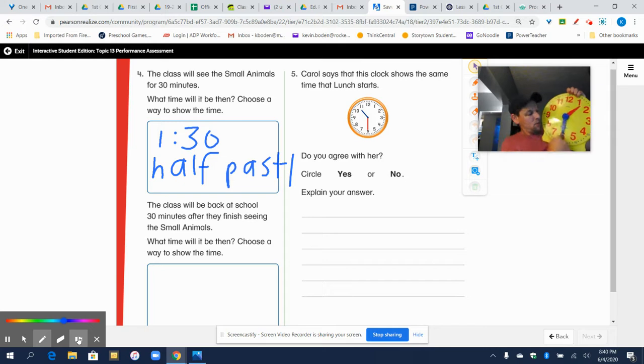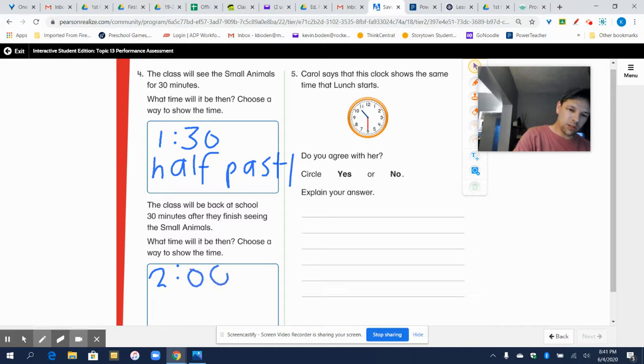That's right. We stopped at 1:30, so we're done with the small animals. Yay, our field trip's over. Let's get on the bus and go home. They drive home. We're back at school. What time is it then? That's right. It's 2 o'clock.